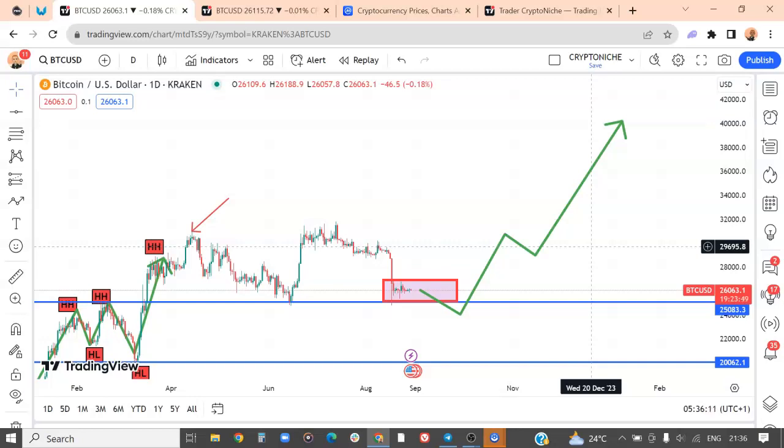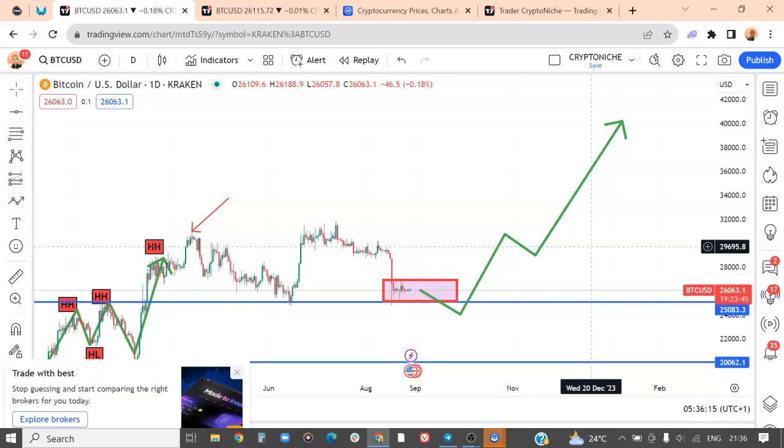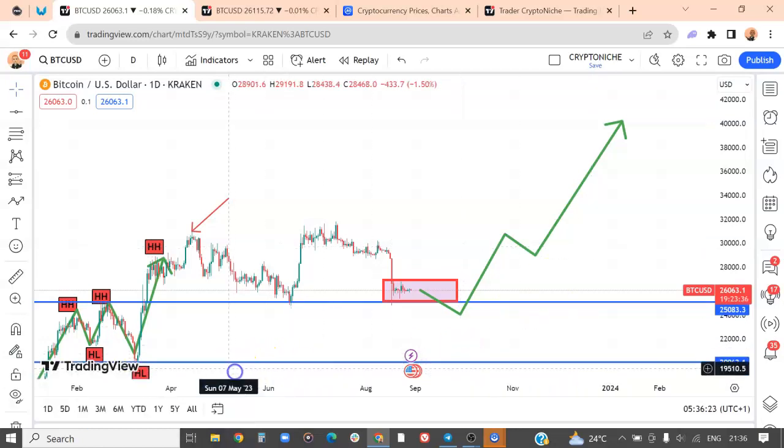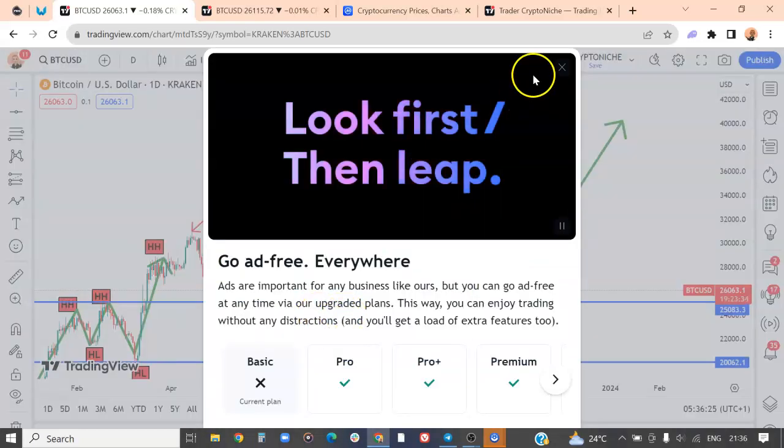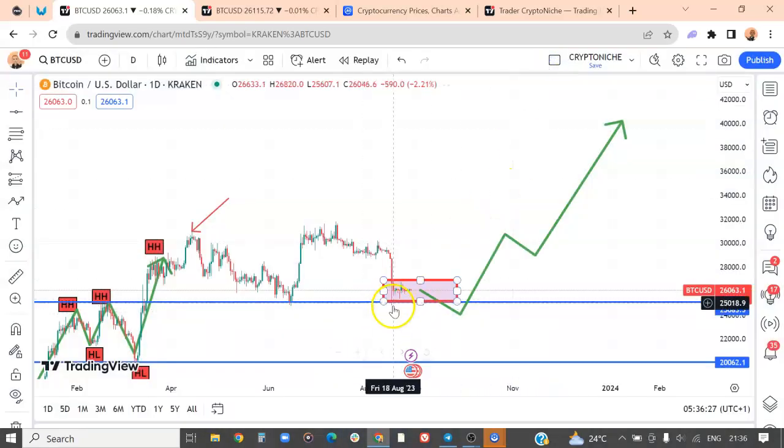So now money will flow in. There's going to be a lot of on-chain activities for it before we have that movement. So of course, it's going to range.